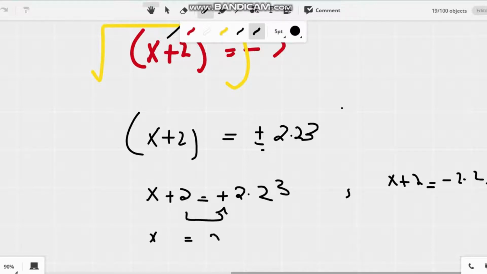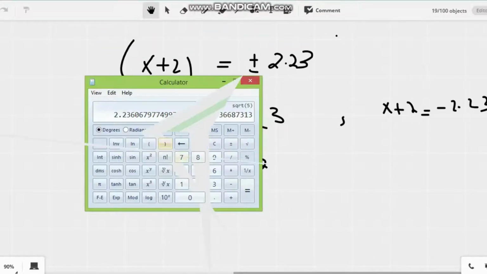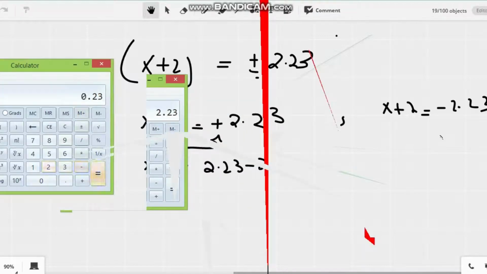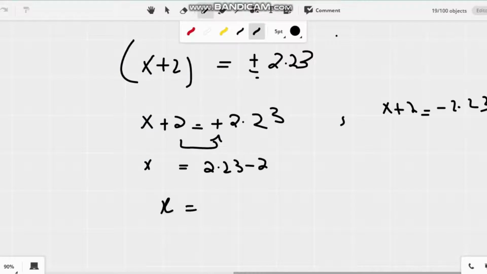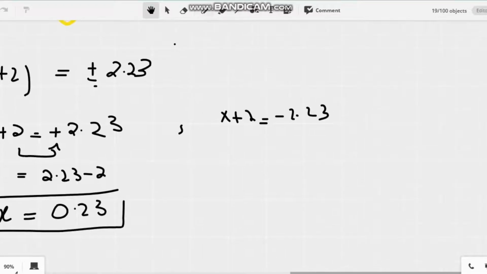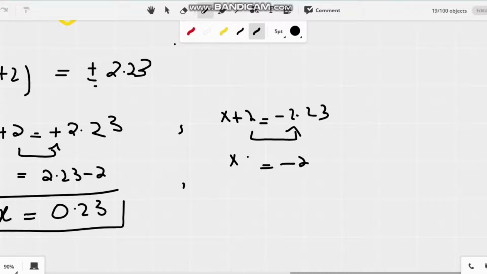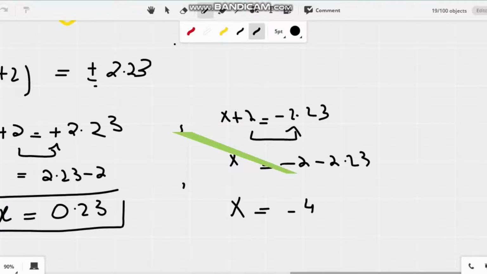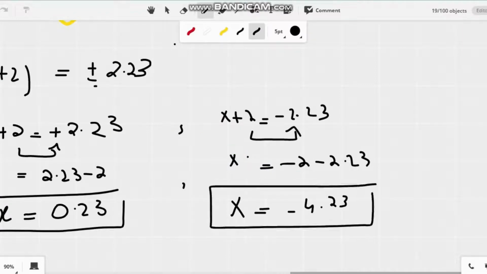So x equals 2.23 minus 2. When you do that, 2.23 minus 2 is 0.23. So x equals 0.23. I got the first x value, and the second one is x plus 2. When you move it to the right side, that's negative 2 and negative 2.23. So 2 plus 2.23 is 4.23, so minus 4.23 will come here. So we got the 2 x values, and that's done.